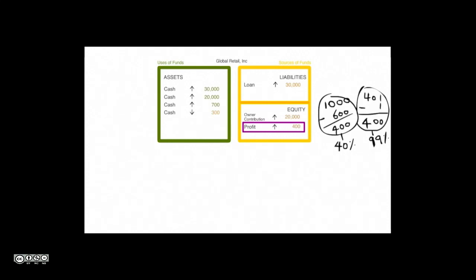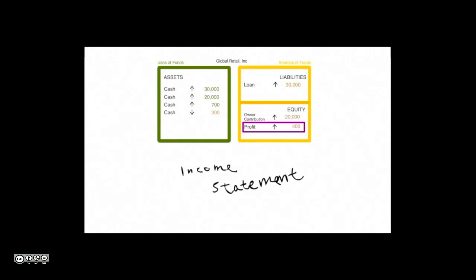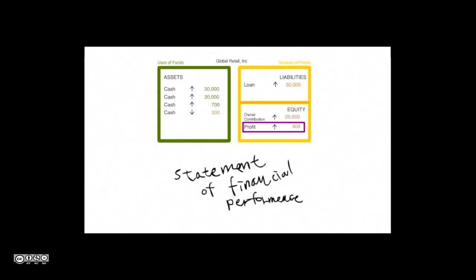Where this is all leading is that we need a place to tell a more detailed story of the profit. Let's call it the profit story. In more traditional terms, it's called the income statement, the profit and loss statement, or the P&L, or also the statement of financial performance or statement of activities.